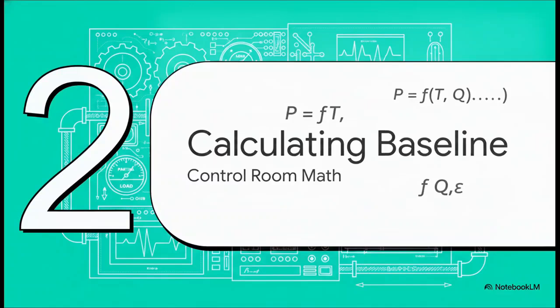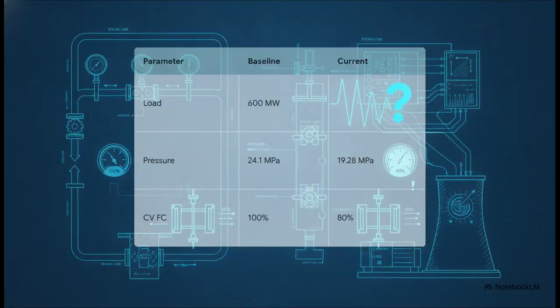Moving right along to Section 2. Calculating the baseline load. Let's do some control room math. Consider a standard power plant with a design baseline of 600 megawatts. That's our 100% MCR. Its rated main steam pressure is 24.1 megapascals. But let's look at our current operation.